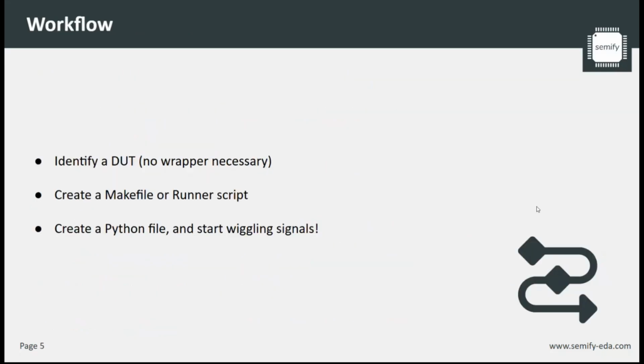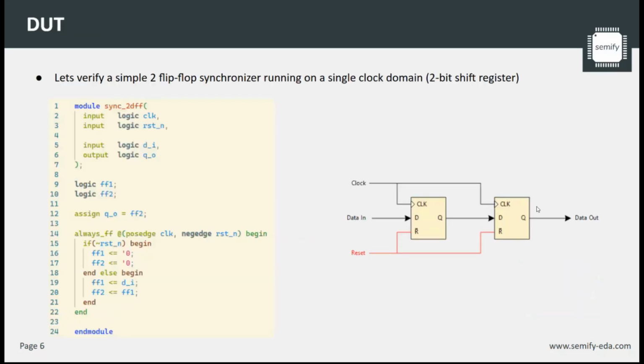So what does a typical workflow look like in Cocotb? Well, you have your DUT, as I already mentioned, then you create some sort of Makefile, and then you instantly jump right into it, create a Python file, and start wiggling signals. I will go over this section quite quickly because it was covered a little bit in the last presentation, but the slides are available online if you are interested. They'll be available after the event, so definitely feel free to take a look there.